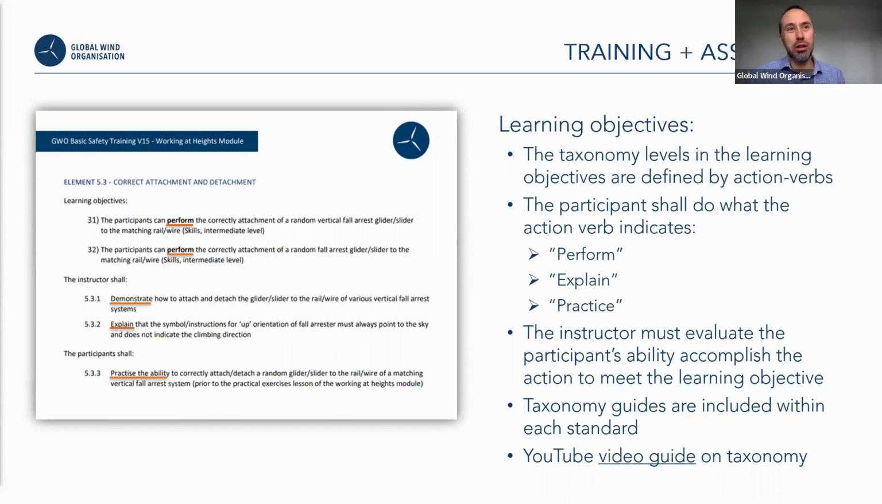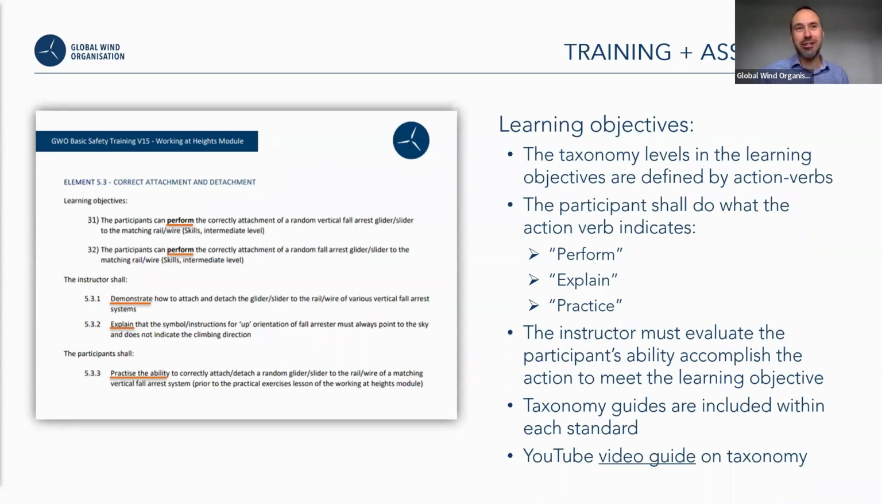And then you see below that just some more details on what the instructor needs to do and what the participant physically needs to achieve. And so what you see is a division of taxonomy, and that's saying, what are the action verbs that give you an indication of how the technician needs to be able to accomplish an action to achieve this learning objective? And you see things in there like perform, explain, practice.